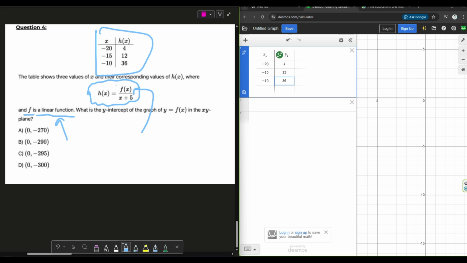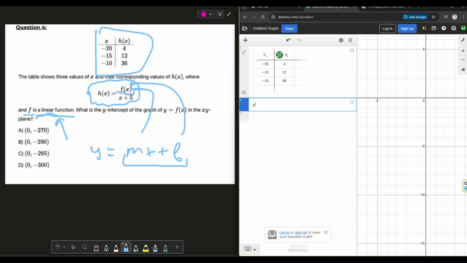So I know that it's a linear function simply because I am told that it's a linear function. And a linear function's equation was mx plus b, right? So let me just change the f of x in here to mx plus b. I will write it like this: y1 equals mx1 plus b, divided by x1 plus 5. And if I do so, I will get every value that I need.